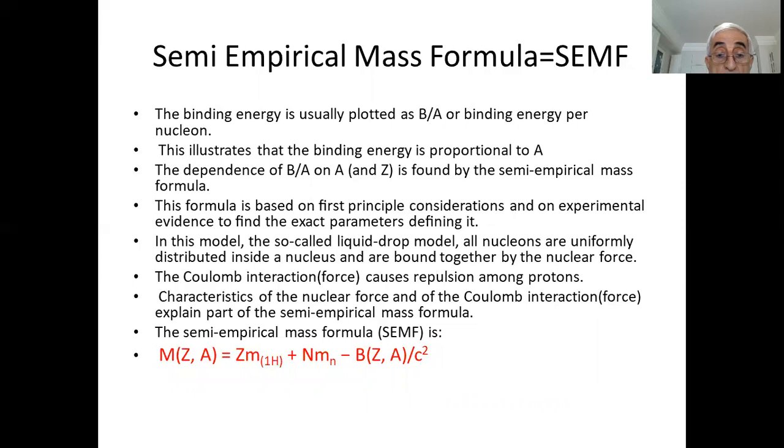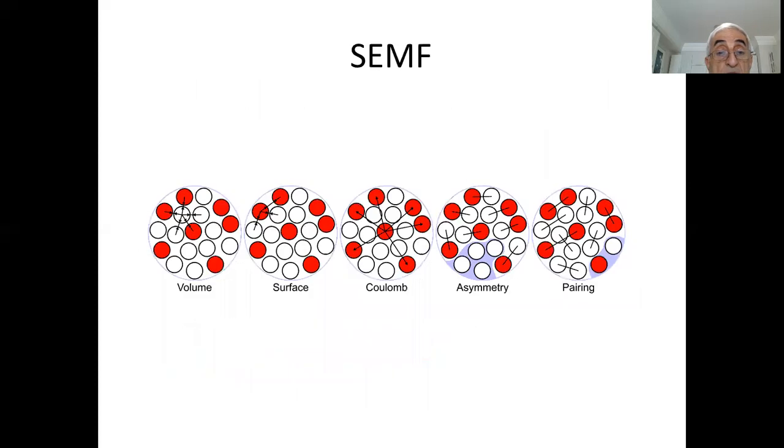In this model, the so-called liquid drop model, all nucleons are uniformly distributed inside the nucleus and are bound together by the nuclear force. The Coulomb interaction force causes repulsion among protons. Characteristics of the nuclear force and of the Coulomb interaction force explain part of the semi-empirical mass formula. The semi-empirical mass formula, SEMF, is M(Z,A) equals Z mH (hydrogen) plus N mn (neutron) minus B(Z,A) divided by c squared. This is the semi-empirical mass formula.